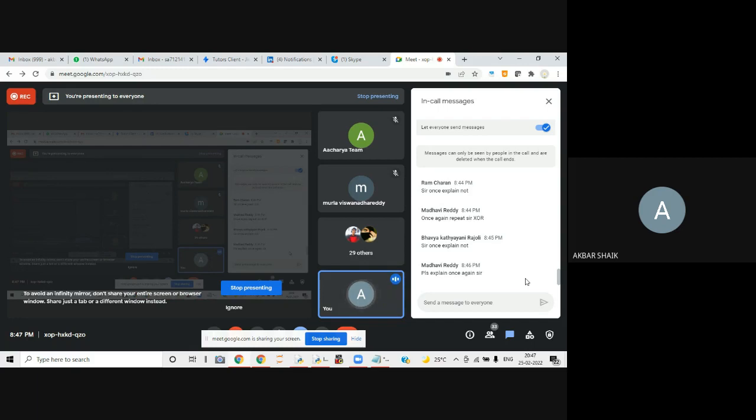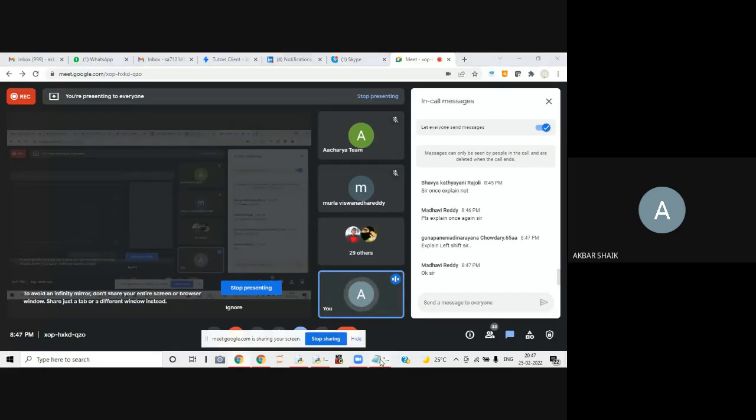Still any doubts? Once explain, not. Which not? Bitwise not. That is minus of n plus 1. You can take a value 2. Bitwise not of 2 is nothing but minus of 2 plus 1. That is minus 3.